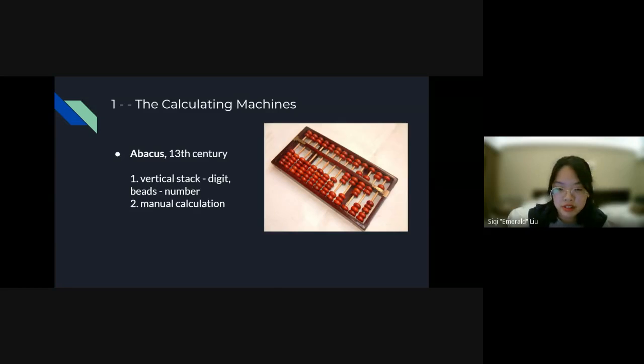Abacuses were invented during the 13th century, and on an abacus, each vertical stick represents a digit, and the count of beads on that stick represents the number on that digit. For example, on this graph here, on the top, this would represent a 5, and over here, the 2 beads would represent 2. An abacus is all manual calculation, and each digit needs to be changed when carrying digits.